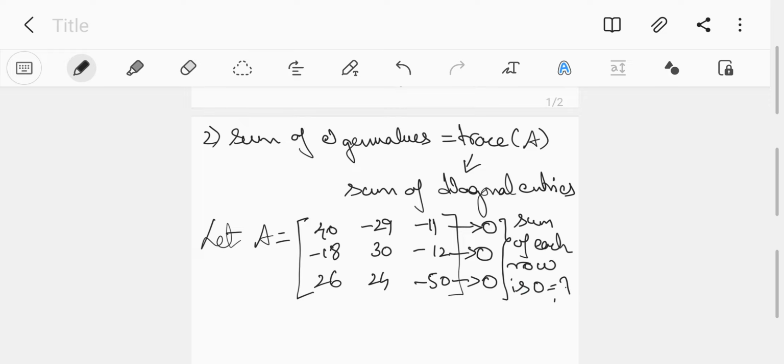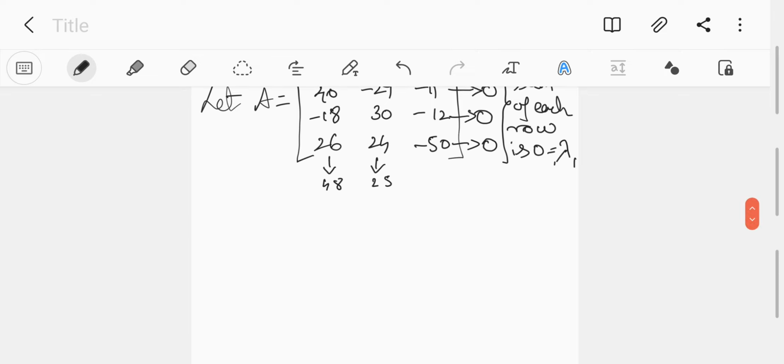So here we are getting the sum of each row as 0. So this is an eigenvalue. Okay. What about the sum of each column? Here if you see 40 minus 18 plus 26, this is 48. Okay. So here you get 48. Here minus 29 plus 30 plus 24, 54 minus 29, 25. So here itself the rule fails. Okay. So only the first rule, which is for rows, is satisfied. So therefore 0 is an eigenvalue.